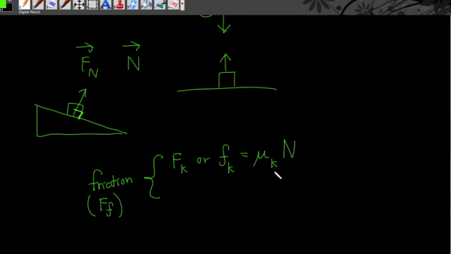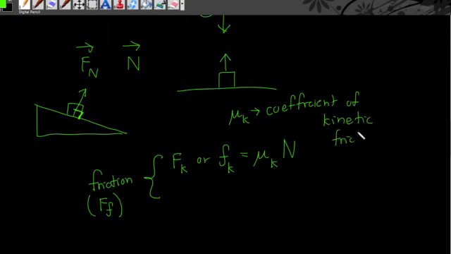And what is mu sub k, you ask? Well, mu sub k is known as the coefficient of, and as you can probably guess, since this is kinetic friction, mu sub k is the coefficient of kinetic friction, and it resists motion when an object is moving.